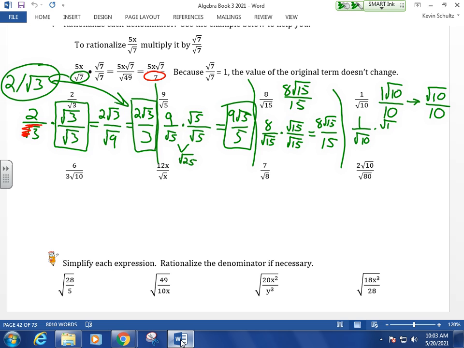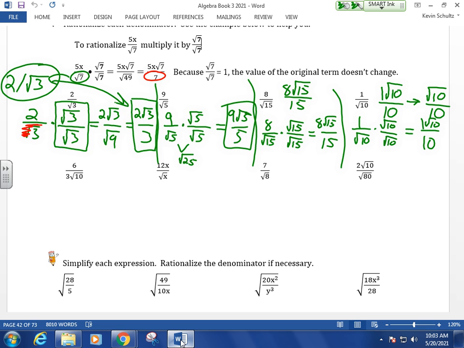But yeah, same kind of deal as these first few. We're just dealing with the numbers to start with here. Multiply by root 10 over root 10. Our denominator, root 10 times root 10 is root 100, perfect square, equals 10. And then our numerator, 1 root 10, or just root 10. Questions so far?